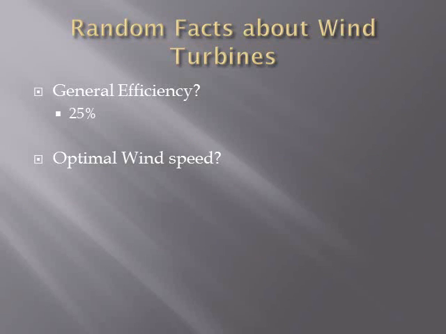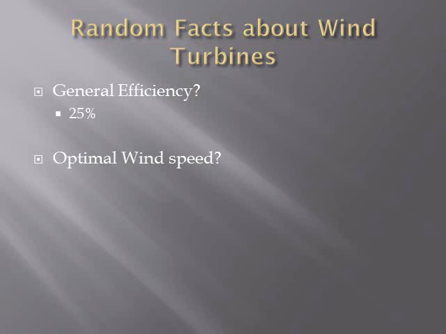Okay, so one thing you should know, while hydroelectric dams are very efficient, up to 70% efficient, most wind turbines aren't that efficient. The general efficiency can be anywhere from 25% to maybe 40% if you're really lucky, but it's usually lower, right around the 25% area.